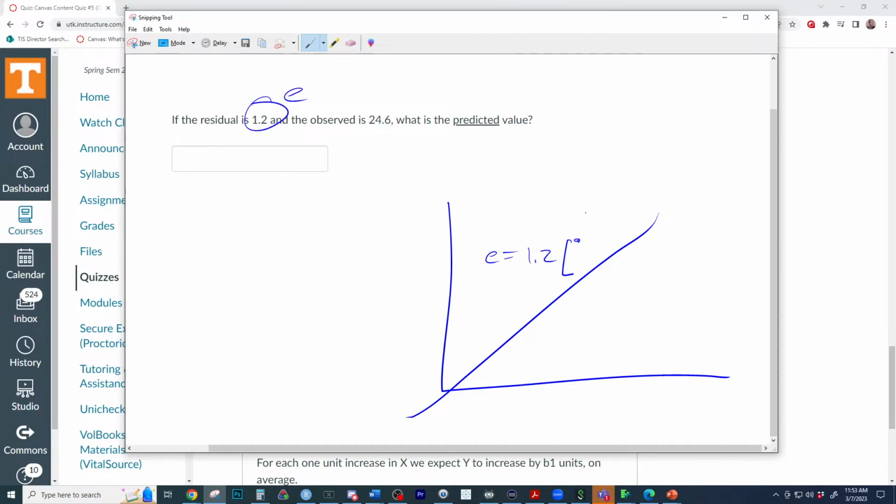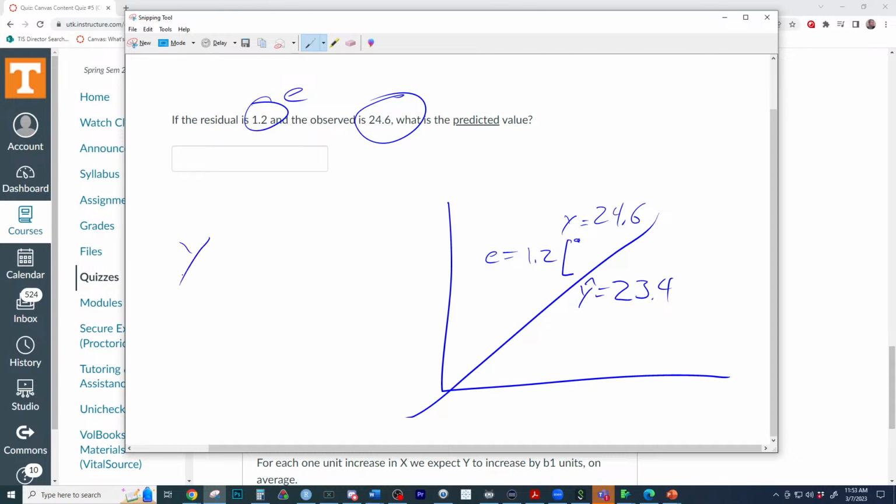And the observed is going to be the upper value we're looking for, the Y. The observed is this, 24.6. And it wants the predicted, the Y hat, which comes from the line. So you know the value is 1.2 above the line. So you could just subtract that and get 23.4.